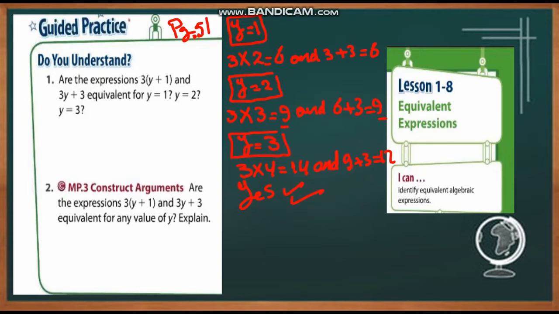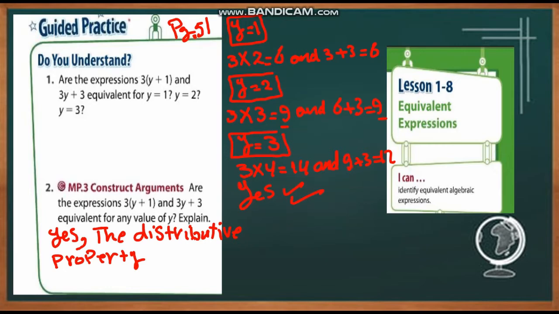Exercise 2. Are the expressions 3 multiplied by the quantity y plus 1 and 3y plus 3 equivalent for any value of y? We substituted by 3 values only, y equals 1, y equals 2, y equals 3. But are the expressions equivalent for any value of y? Yes, because of the distributive property: 3 times the quantity y plus 1, when we multiply the number outside the parentheses by each term inside the parentheses, it's going to be 3y plus 3. So both of the expressions are equivalent.